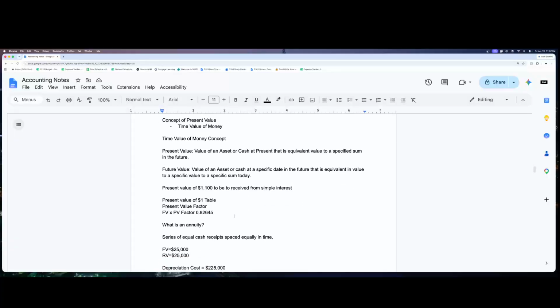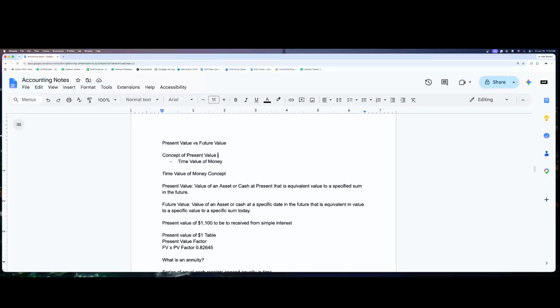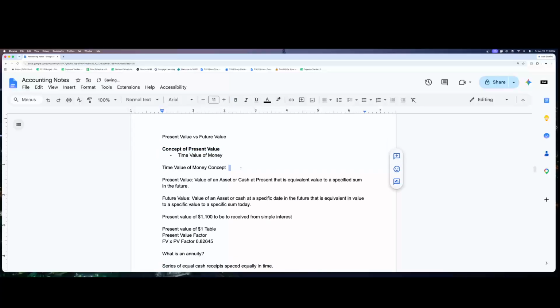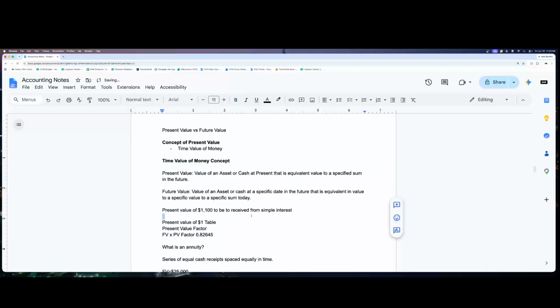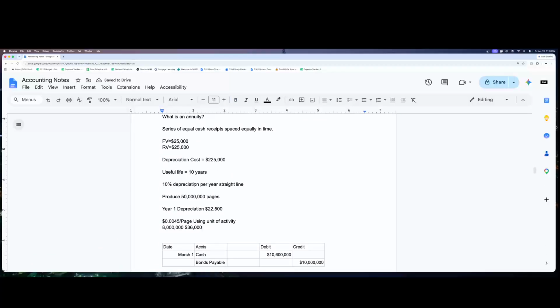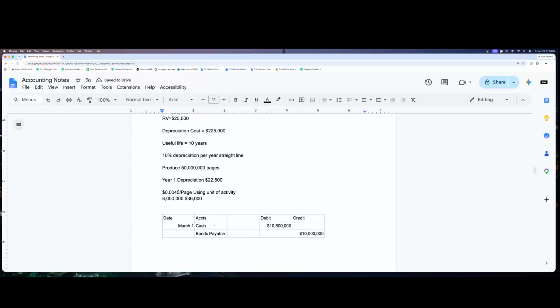This is all important stuff, as well as the concept of present value of money. This is an important one. Time value of money concept, right? So this is very important. You can calculate how much something is going to cost in the future.